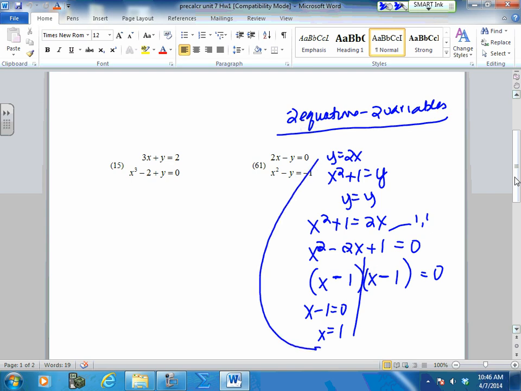So bring the easiest one down there. Don't forget to substitute this in. y is equal to 2 times 1, so y is equal to 2. So your point of intersection, your solution, is that. And because you set them up y equals, throw them in your calculator and make sure they intersect at that point. That's a great check.